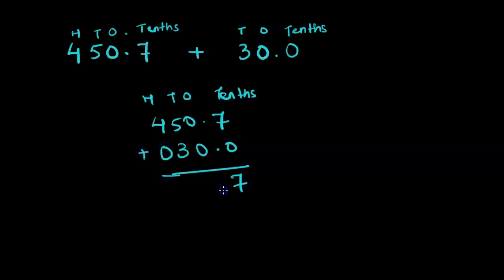Add it up. We would get 7 plus 0. We would get 7 here. 0 plus 0 is a 0. 5 plus 3 is an 8. 4 plus 0 is a 4. Therefore, the answer that we get is 480.7. And this is how we add numbers when they have decimals up to tenths place.